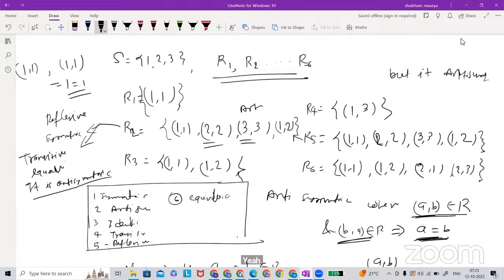Sir, is this condition valid for every element in the set or only one? No, you have to check for every element.